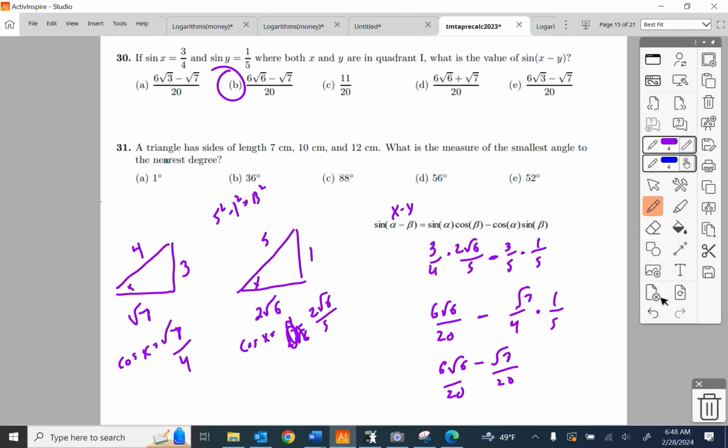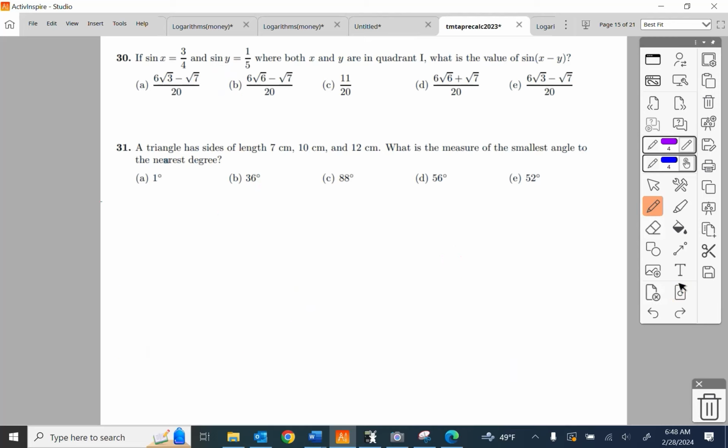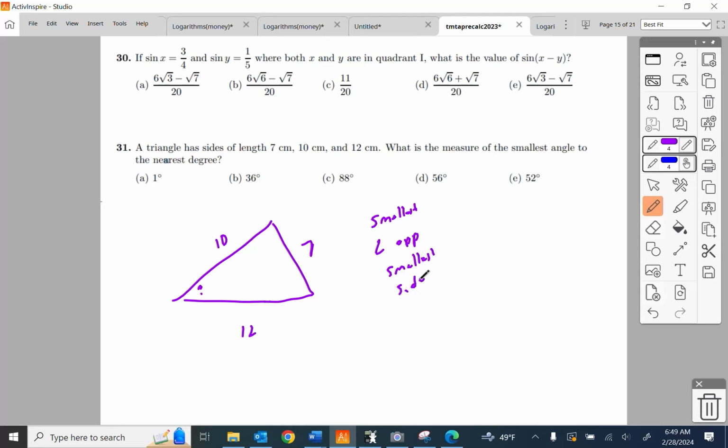For sure. All right. Triangle has side lengths 7, 10, and 12. What is the measure of the smallest angle to the nearest degree? And they don't tell us what kind of triangle it is. This should be the smallest angle, because the smallest angle is opposite of the smallest side. That's just how it works. Now, what does she measure? Probably not C, probably not D, probably not E, probably B.